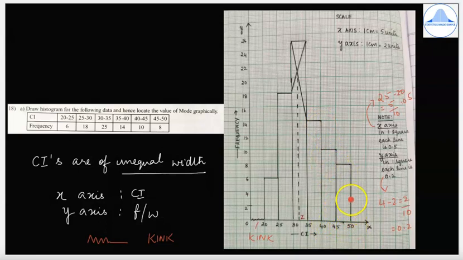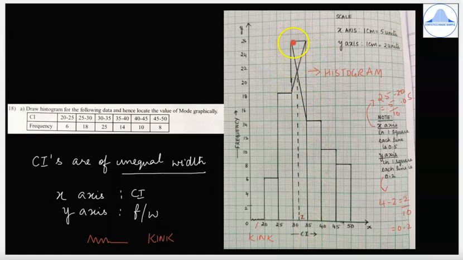And for 45 to 50, the height of the rectangle is 8. So once you draw the rectangular bars, this is called the histogram. Next, we need to find out the mode graphically. To find the mode graphically, you should find out which is the highest rectangle. The highest rectangle corresponds to the class interval 30 to 35.